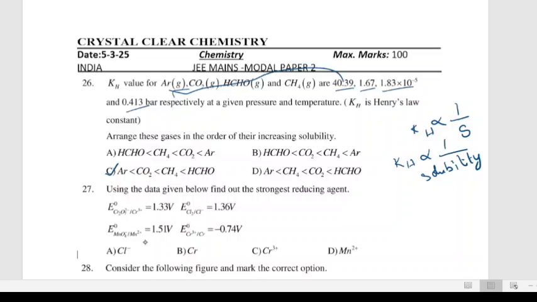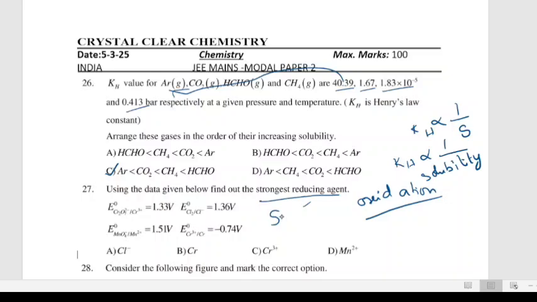Next one. Using the data given below, find out the strongest reducing agent. The one which readily undergoes oxidation. The ion or atom, whatever it may be, which readily undergoes oxidation will act as a reducing agent. Here, if we consider the E naught values, the SRP values, the lesser the SRP value, the more easily it undergoes oxidation.